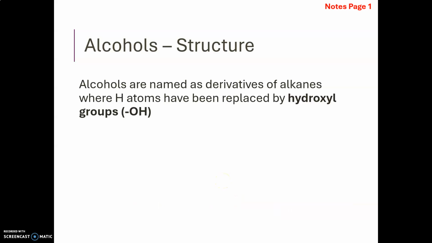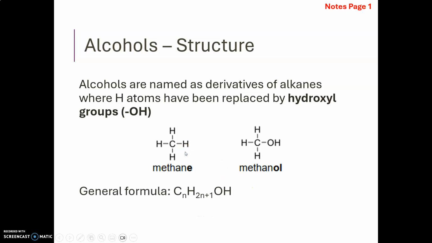Alcohols contain a hydroxyl group. So if, hypothetically, you have an alkane and you replace one of the hydrogen atoms with a hydroxyl group, you'll get an alcohol. For example, methane is CH4. You replace one of the H's with an OH group, you get methanol, which is the simplest alcohol. The alcohols have a general formula of CnH2n+1OH.